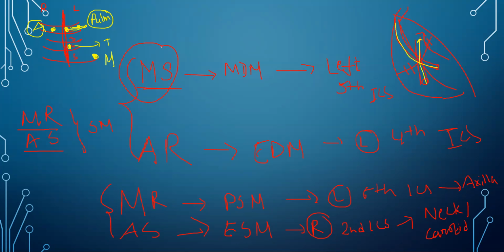So see, if I can only remember mitral stenosis, I can actually remember all these four. I don't even need to memorize any of this. It just comes with practice. If you have the mitral stenosis murmur in your head, which is the mid-diastolic murmur, you can easily find out what is the opposite of MS: aortic regurgitation. That is also a diastolic murmur, but it's an early diastolic murmur.